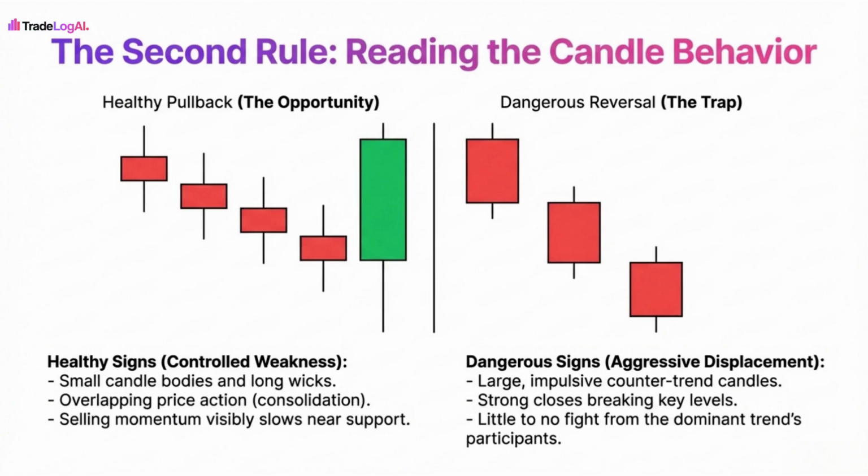Now we read the quality of the pullback through candles. Healthy pullbacks usually show smaller bodies, overlap, and wicks, meaning momentum is cooling, not flipping. You'll often see selling pressure slow as price approaches support. Dangerous pullbacks look different. Large, impulsive counter-trend candles, strong closes through key levels, and little resistance from the dominant side. Candle behavior tells you whether it's a pause or a takeover.